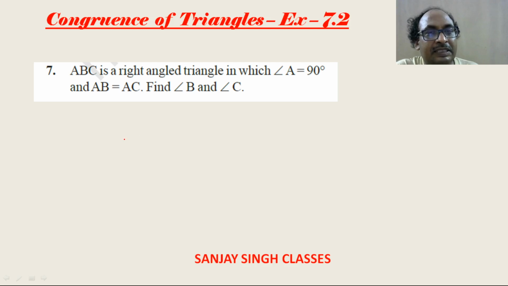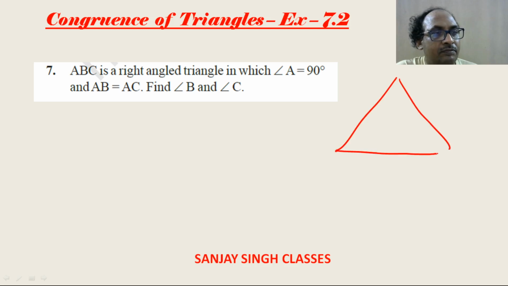Now here no figure is given to us, and we are given that some triangle ABC is there, in which angle A is equal to 90 degree. It means this angle is 90 degree. Also given AB is equal to AC, meaning this angle is equal to this angle, and we need to find angle B and angle C.